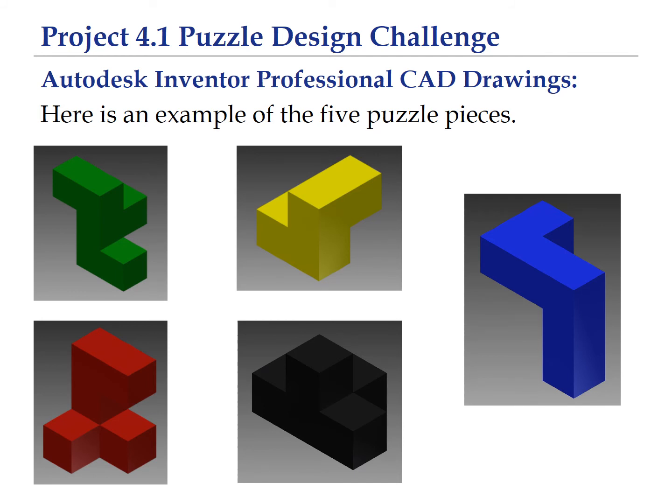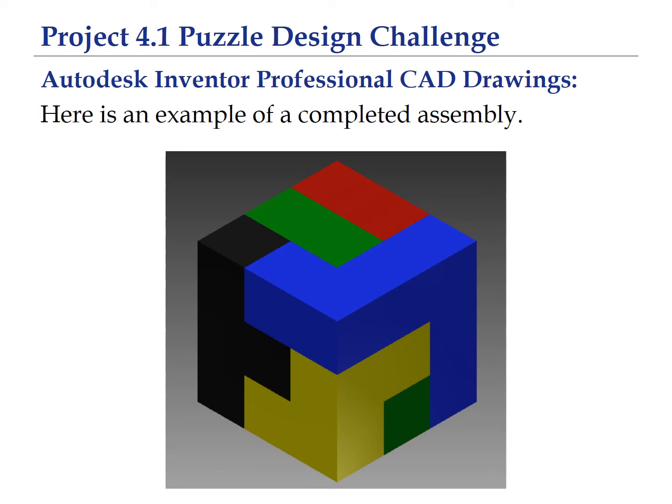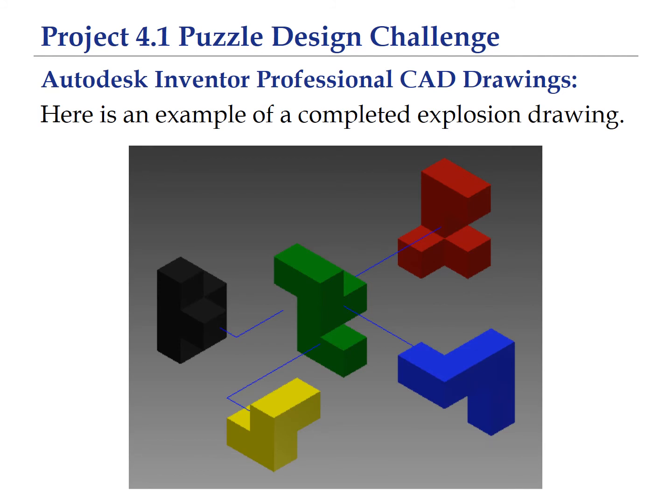So here's an example of what the pieces look like in Inventor. Each of these pieces are made individually in separate files. Then we have an assembly. Each of those separate 5 files in Inventor for each of those 5 pieces are brought into one file, and then they are assembled together as seen on the screen. Then we make an explosion drawing from that assembly. Again, this is a separate file, and we will take the assembly, add it into this file, and then we will explode it in a very organized way.